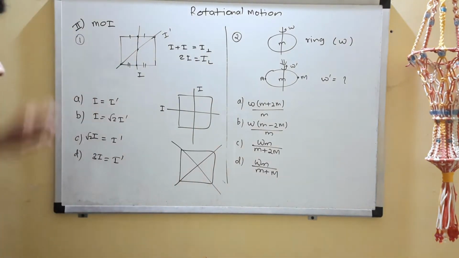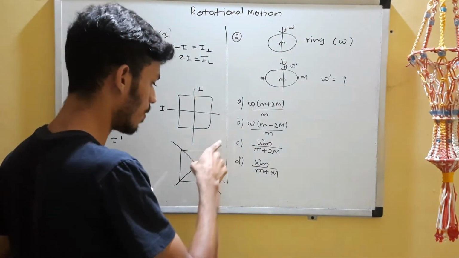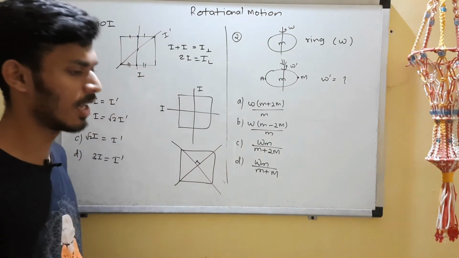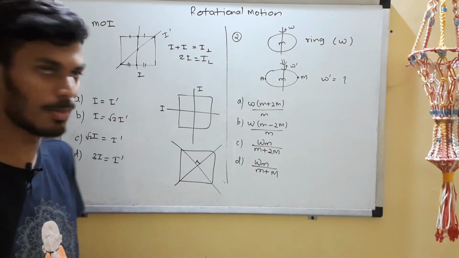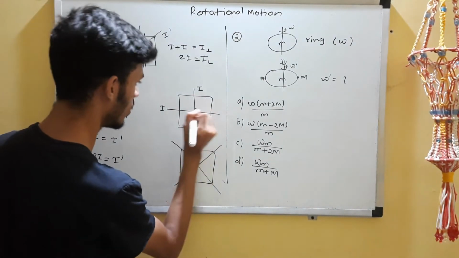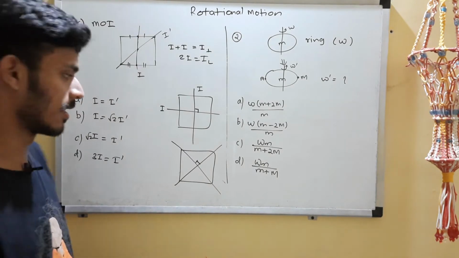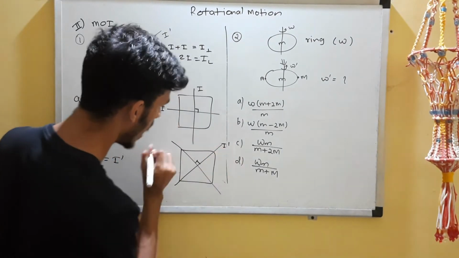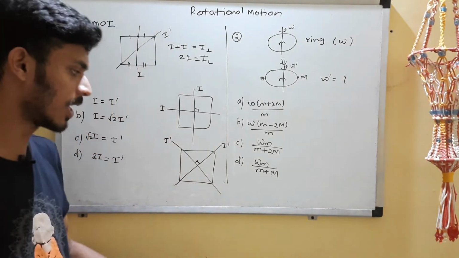Similarly, let's apply the logic over here. Now these are diagonals. In a square, the diagonals bisect each other perpendicularly, so these are also two perpendicular axes. Here the moment of inertia will be I dash, and here also I dash, because the square is symmetrical.